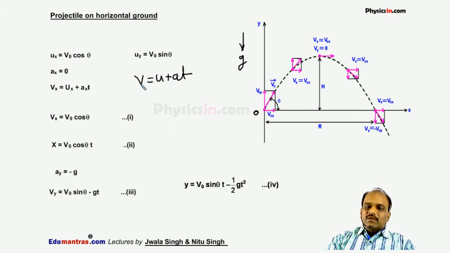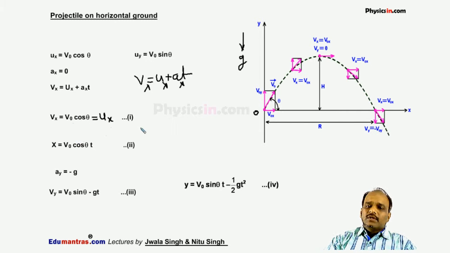So I can say vx is equal to ux plus ax into t. As we know, ax is 0, so we can say vx is equal to v naught cos theta, that is equal to ux. So the velocity of the particle along x-axis will remain the same.